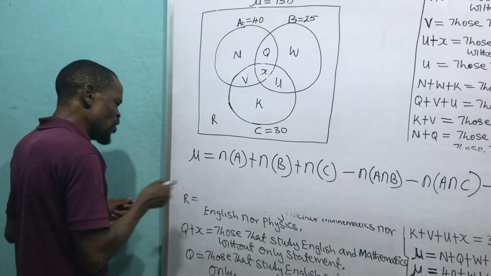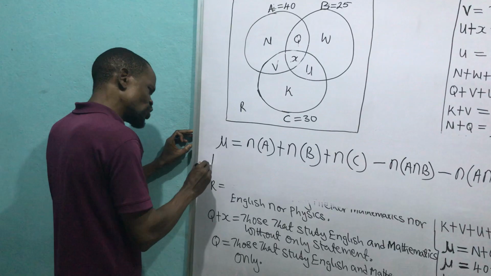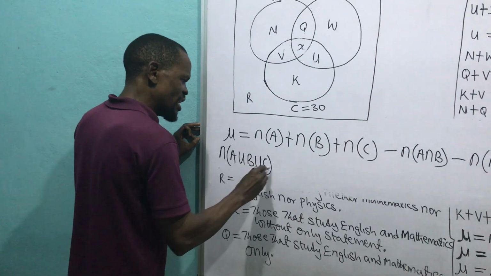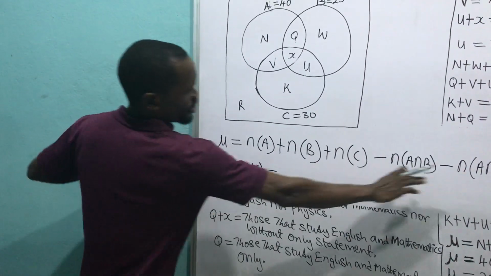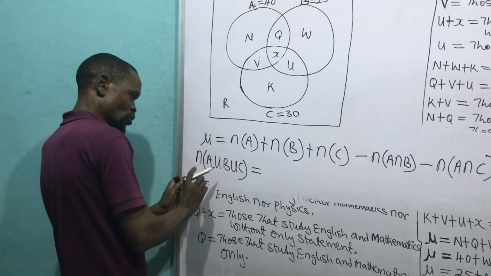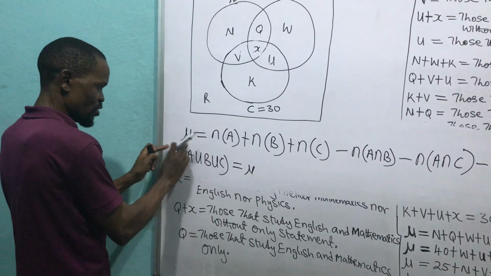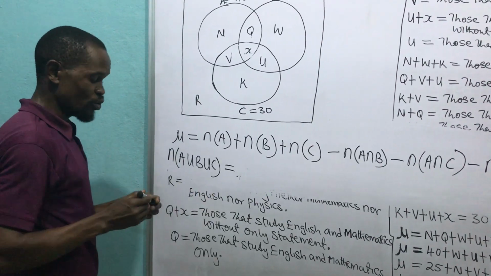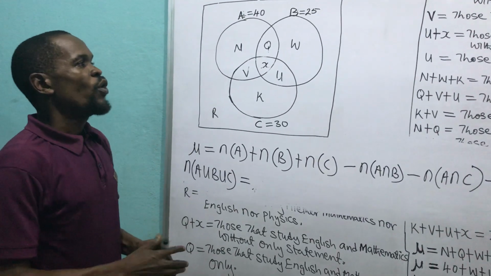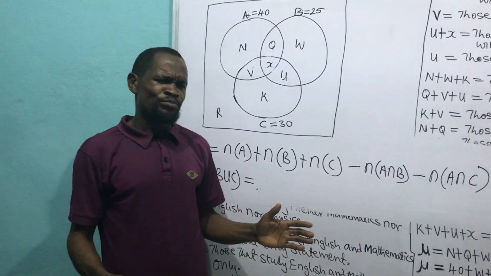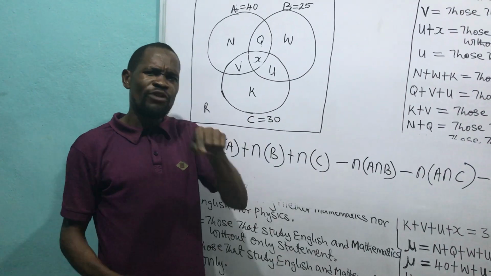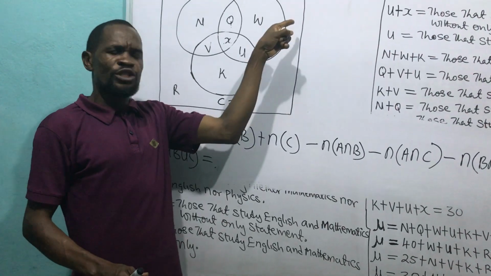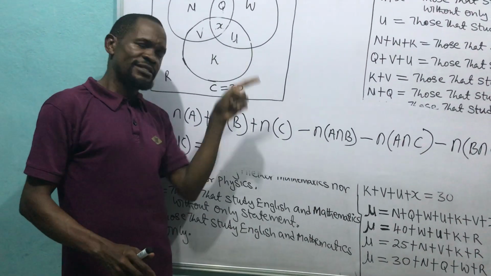So now, this mu can be stated as the number of A union B union C. That's equal to what I stated now. This is equal to this mu. This means the total, which equals the sum of the whole. So this is what I have for you today. Wait for the example. As I'm dropping this now, we are heading toward the example, the question on this.